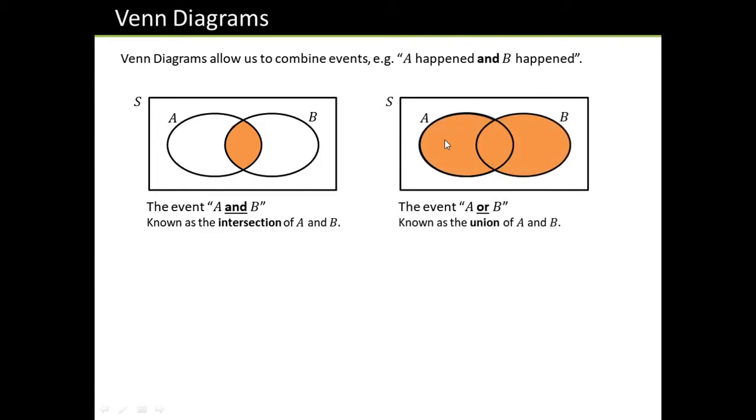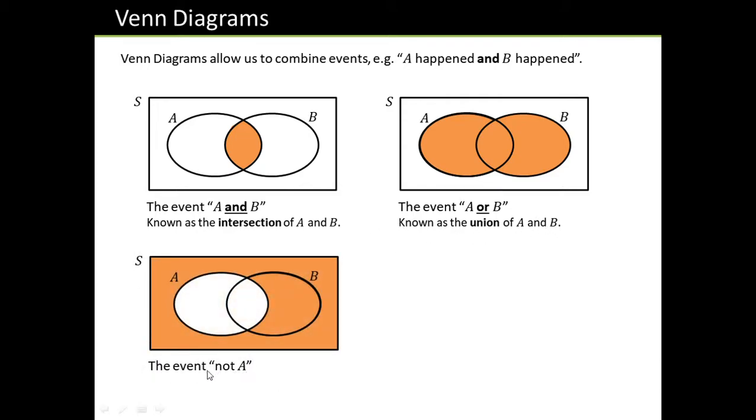The event A or B means that A could happen, B could happen, they could both happen. So it's called inclusive OR. Some of you might have met that in computing. And it's known as the union. We've got here the event of A not happening because everything outside of A is shaded.